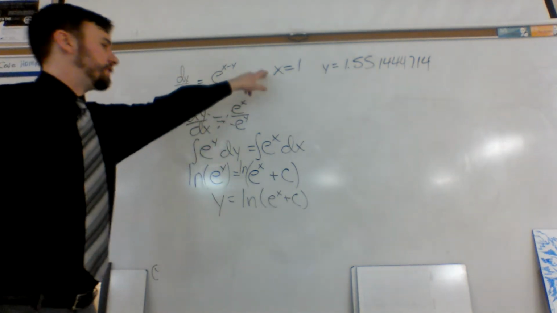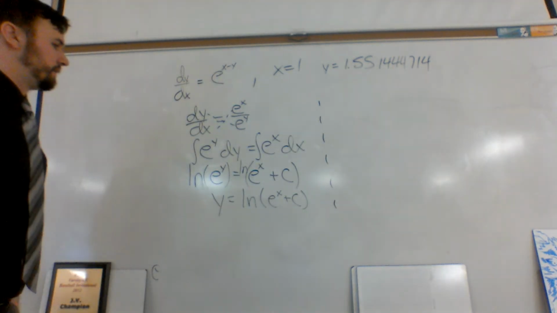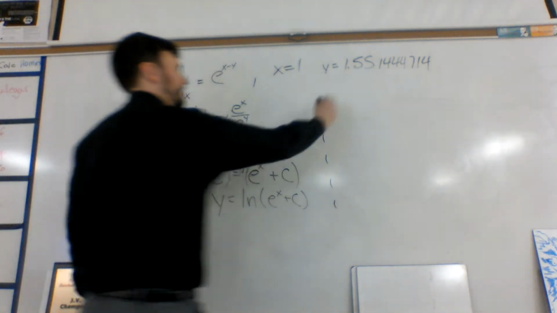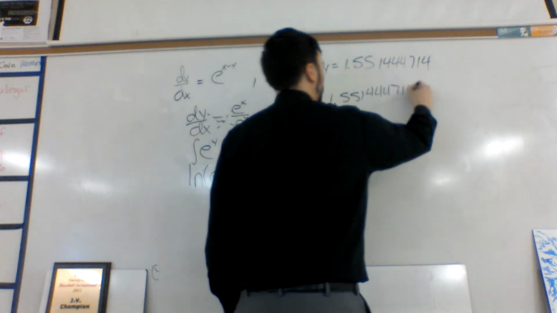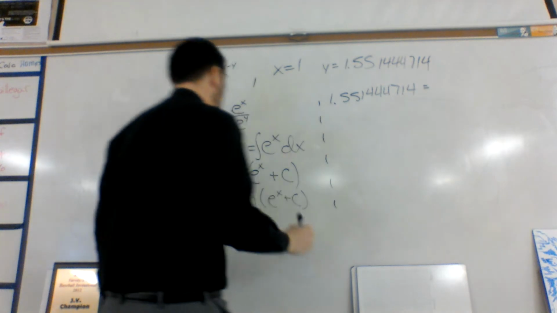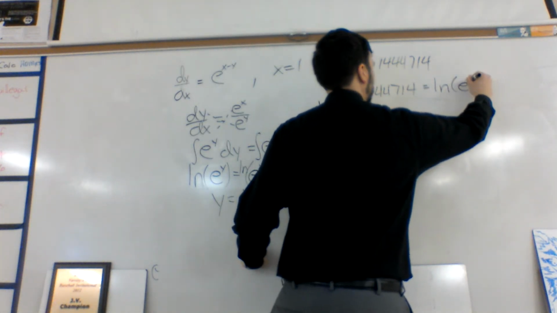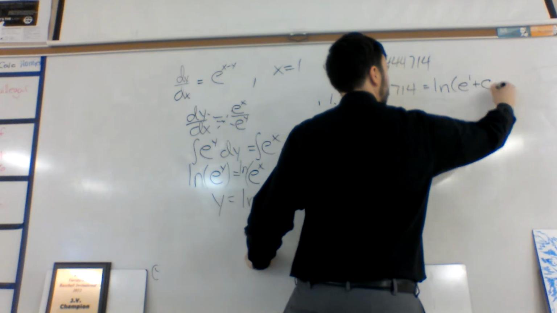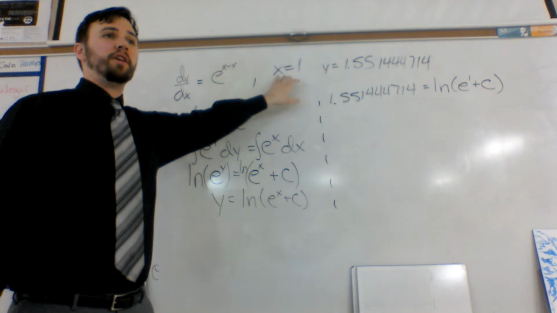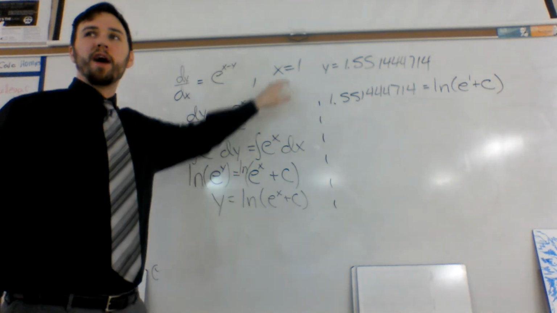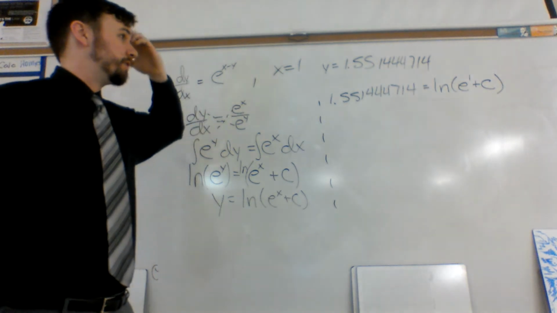Now what do I do with this initial value? Plug in points. You just plug it in, right? My y is 1.551444714, I just use arrows, equals natural log of e to the 1 plus c. Really common thing they actually do is they'll make x 0 whenever you deal with exponentials. Do you know why? Because then it equals... anything to 0 is 1. It's a lot easier to come up with your equation that works.